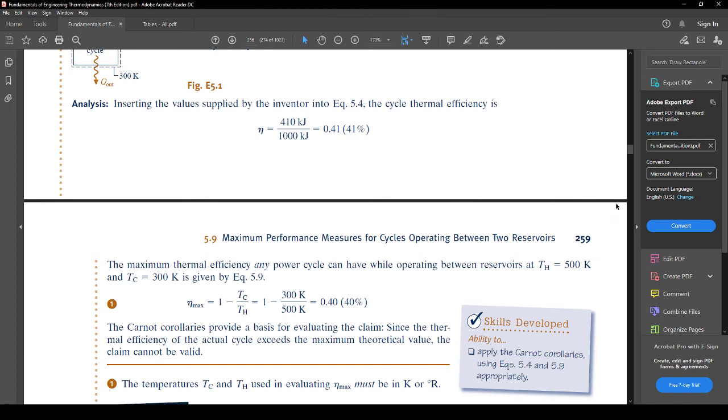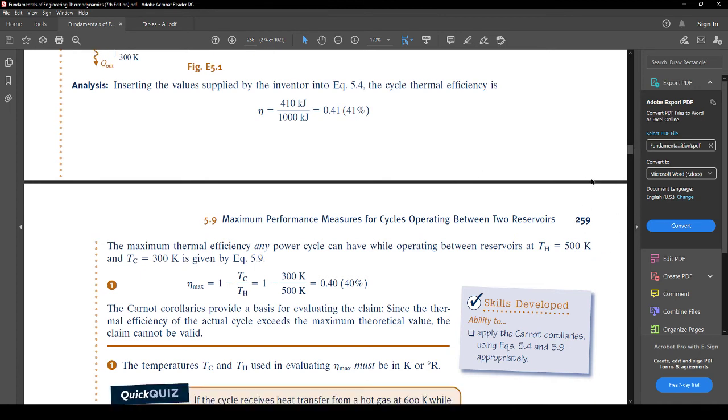So his thing does not work. It failed the Carnot efficiency test. And so he needs to go back to the drawing board or sell used cars. I don't know what he wants to do. But engineers, we're not falling for that.